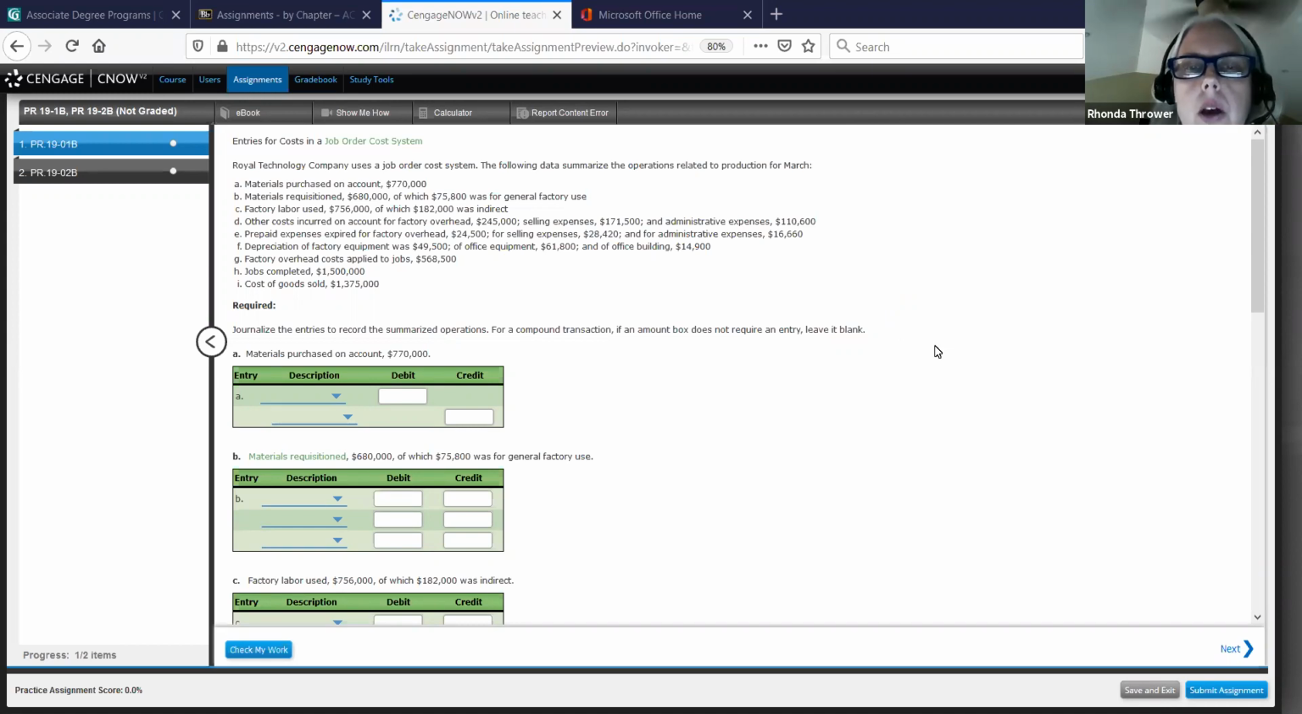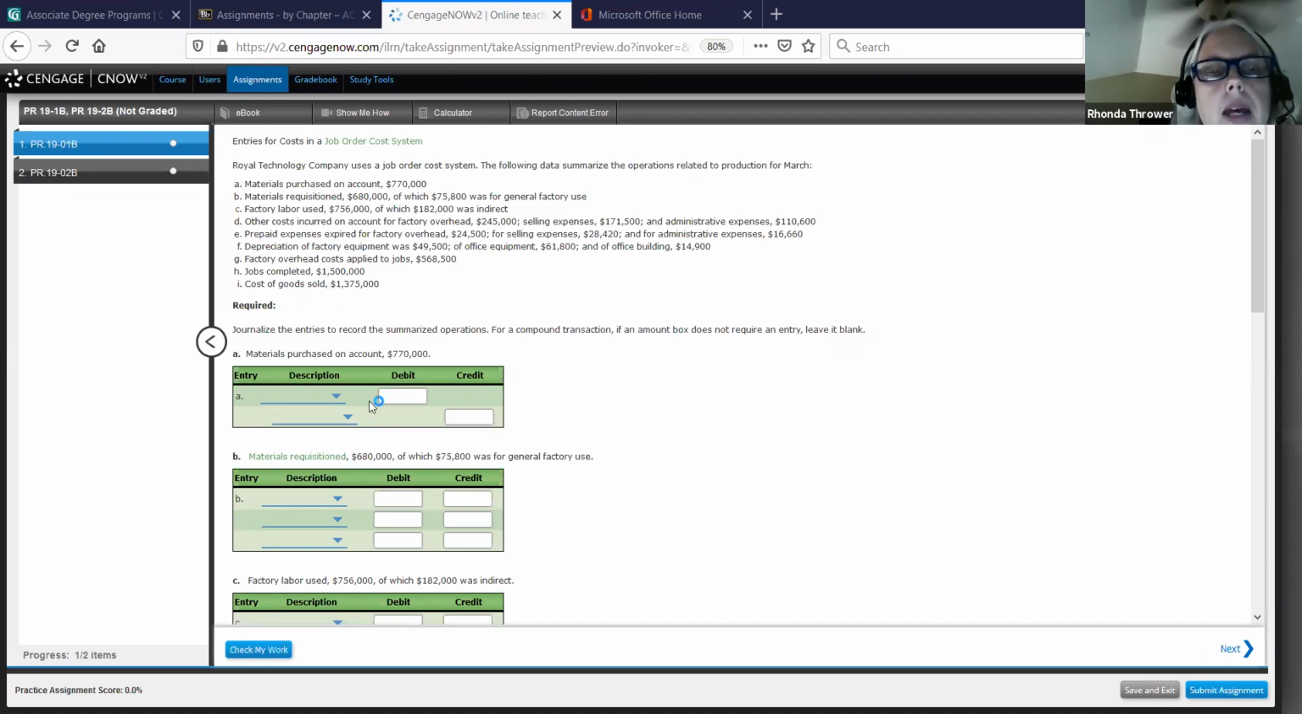In a job order cost accounting system, we're going to be manufacturing units that are not similar in nature. They're usually custom order units that we will be manufacturing in a job order cost accounting system. And what I want to show you today is the journal entries for this particular type of cost accounting system.